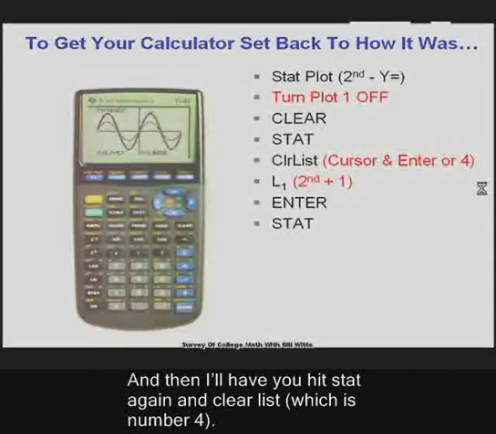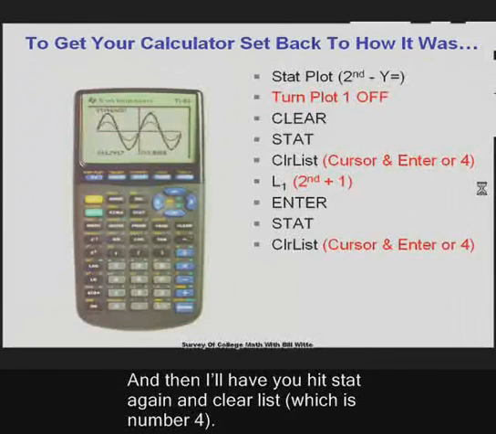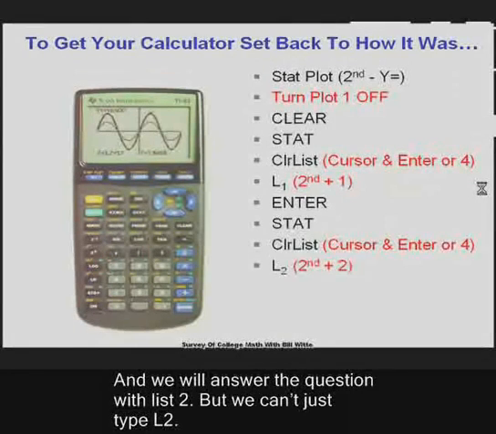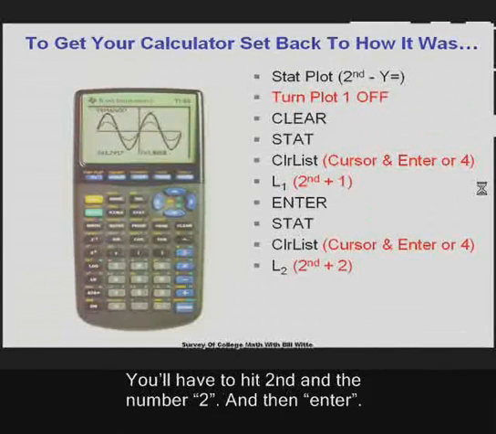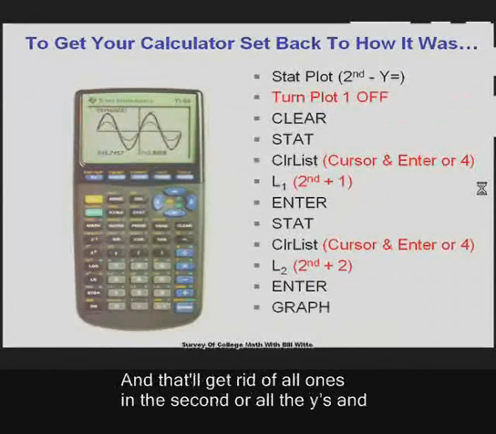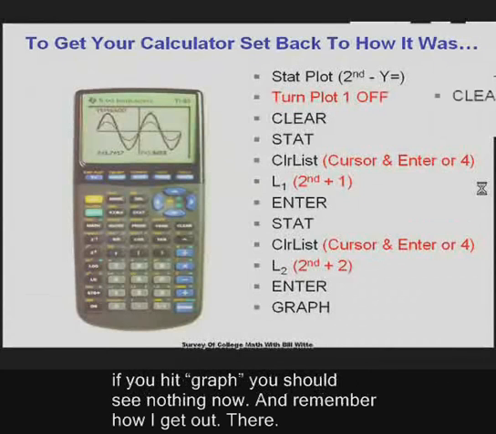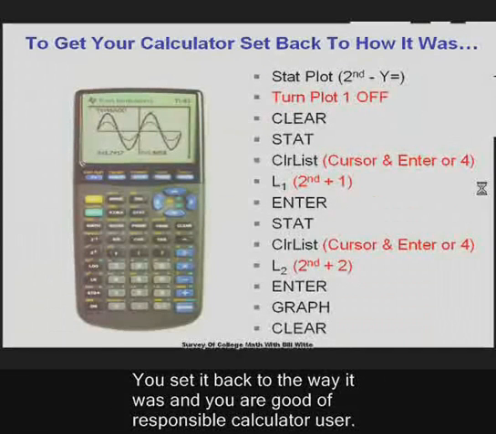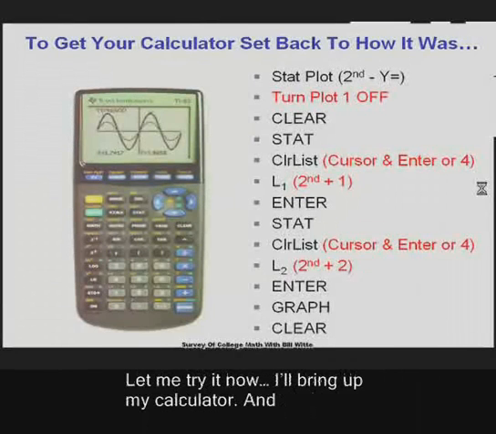Then I'm going to have you hit stat again, clear list, which is number 4. And of course we have to clear the second one. So we'll answer that question with L2, which you can't just type L2. You'll have to hit second and the number 2. And then enter. And that will get rid of all the ones in the second list, or all the y's if you would. And if you hit graph, you should see nothing now. Okay, and remember how to get out. You set it back to the way it was. Okay, you're a good, responsible calculator user. Let me try it now.